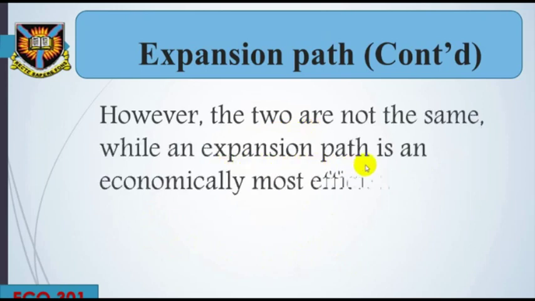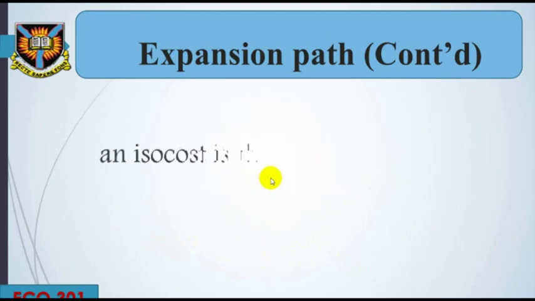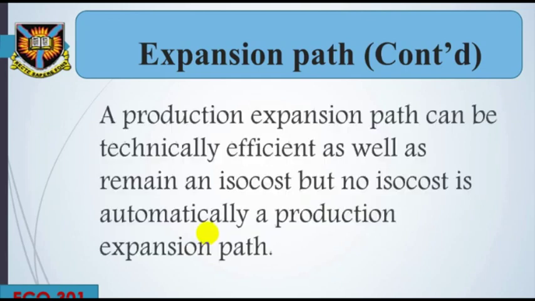While an expansion path is the economically most efficient route of expansion, an isocline is the locus of input combinations that yield the same MRTS. A production expansion path can be technically efficient as well as remain an isocline, but no isocline is automatically a production expansion path.